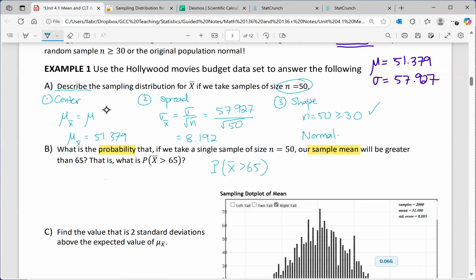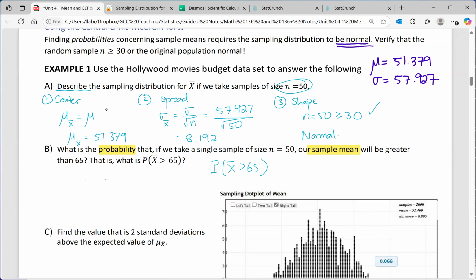And like all problems before, when you have center, spread, and shape, please make a sketch of the distribution. All of the stuff in light blue is theoretical. The theory right here says that my center is going to be 51.379, and my spread is going to be 8.192. So 65 is going to be somewhere to the right-hand side, about 2 standard deviations. So over here, 65.